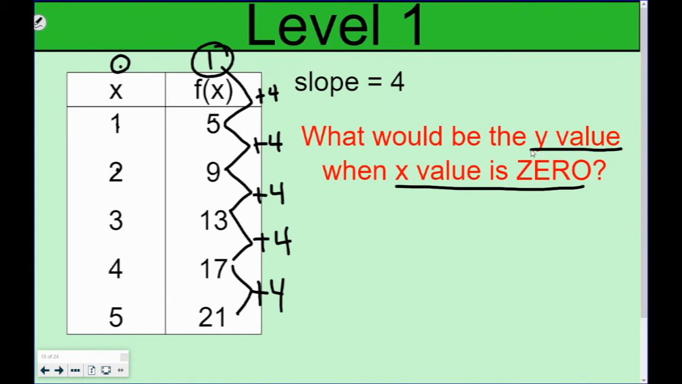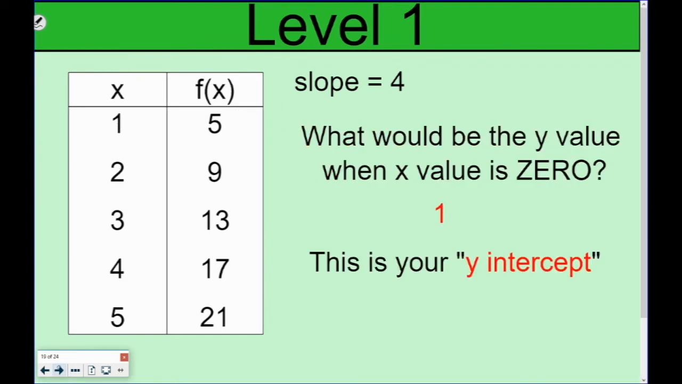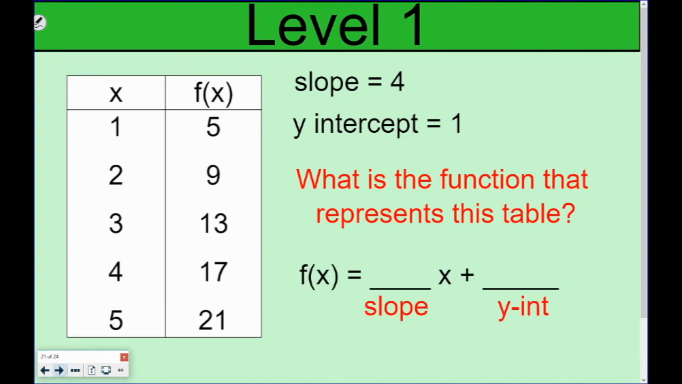1, 5, 9, 13, 17, 21, and that fits our pattern. So my y value, which is my y-intercept, is 1. Now let's put it in our function. We're going to do the fill-in-the-blank method again. Our slope is 4, and our y-intercept is 1. How would I write that?